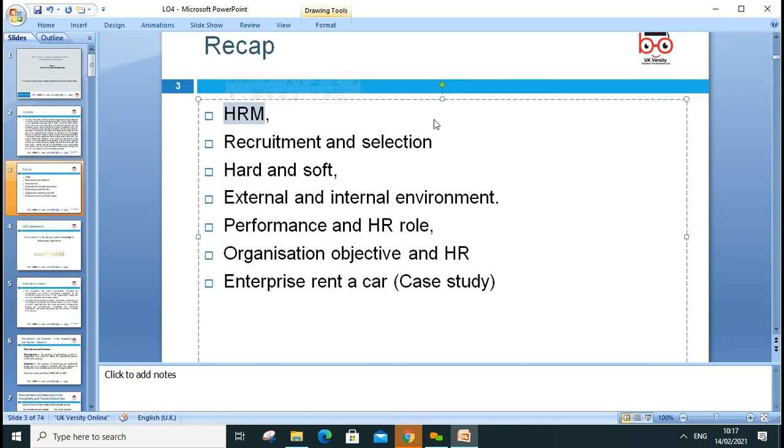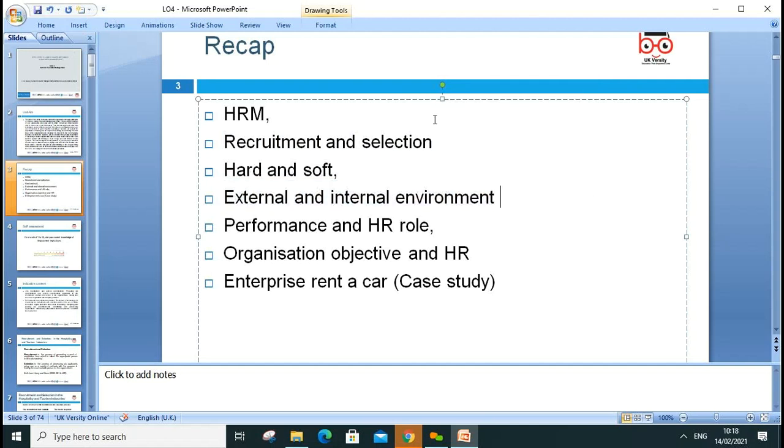Okay, last lesson, we also always carry on doing the recap. We learned about HRM, what human resource management is. We discussed that management is a process of designing an environment to achieve our objective. We can only achieve it when we have the right resources, and human resource is one of the key resources in the 3 M's: man, money, and material. These are the key resources in the success of any organization, and we have to manage recruitment.